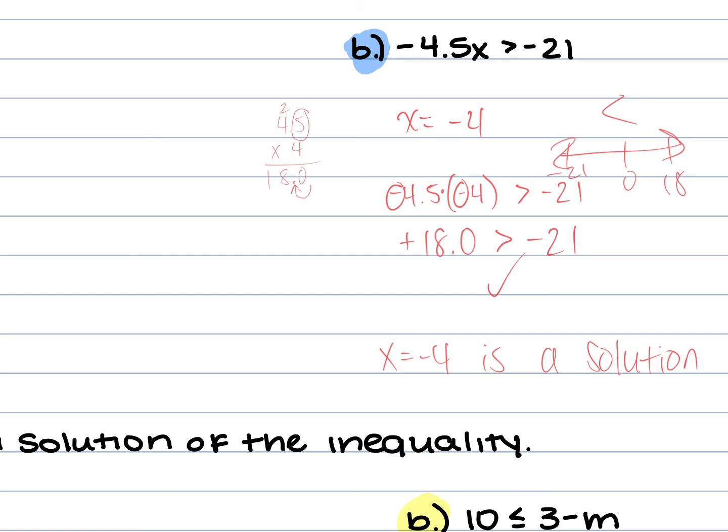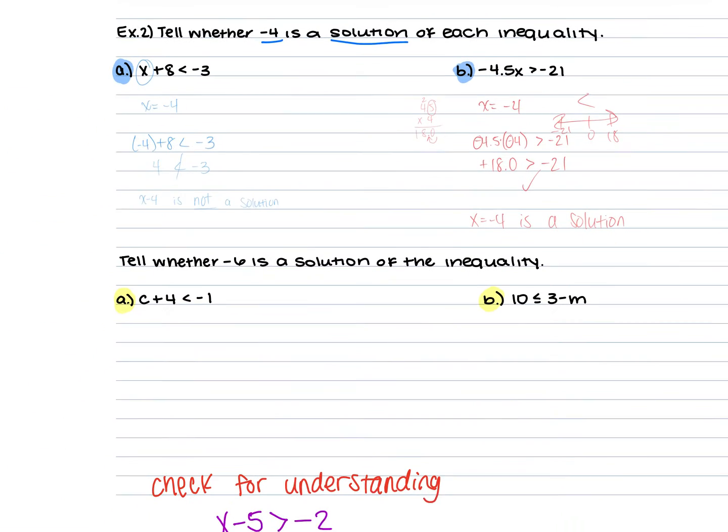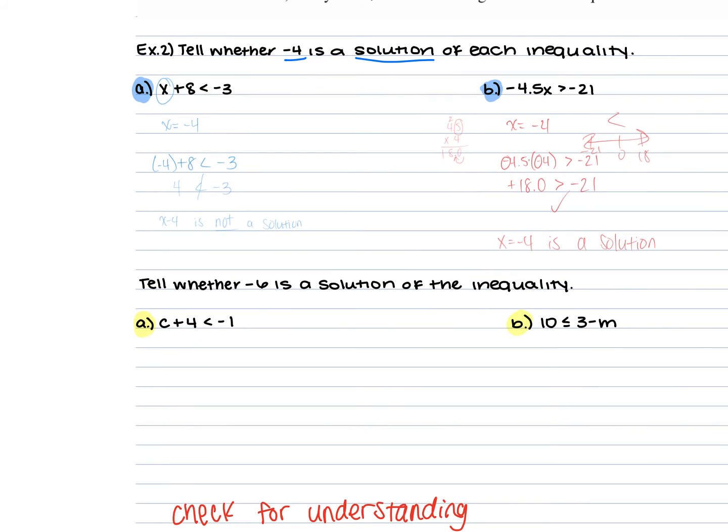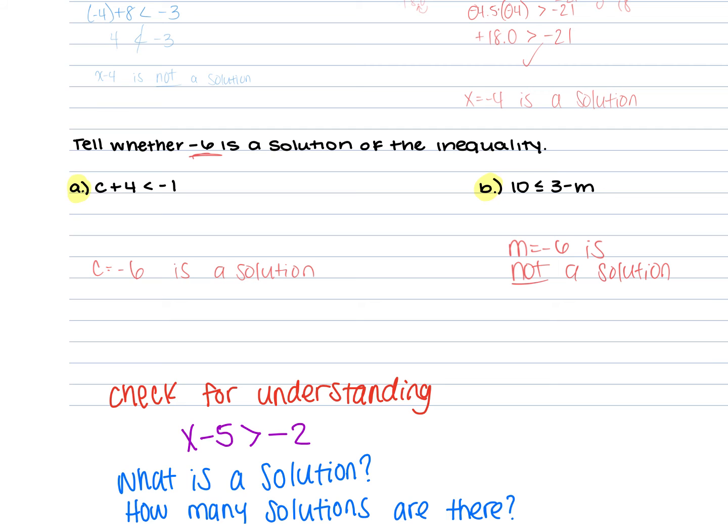Questions? We Gucci? Try the next one on your own. Go. A and B. You're testing a different number. It's asking if what's a solution? Negative 6. Make sure you're plugging in negative 6. Go. Okay, the answers are on the board. Make sure your group got A and B. The first one, c equals negative 6, is a solution. And m equals negative 6 is not.